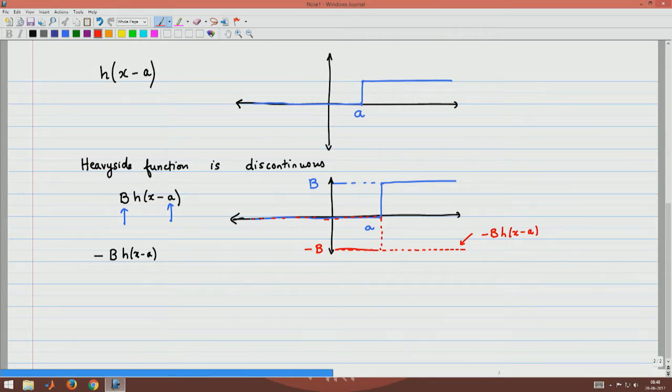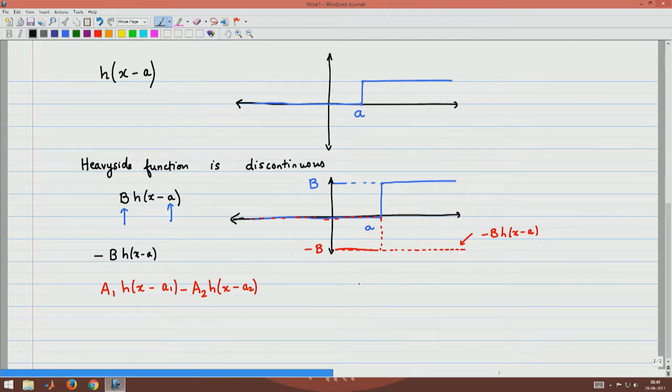Now, I could do a lot of other things. If I add these two functions, of course I will get 0, but I can do things like consider a function that has this form. Let us say A1 h of x minus a1, and let me put a minus sign here, minus A2 h of x minus a2. So, what will this function look like?